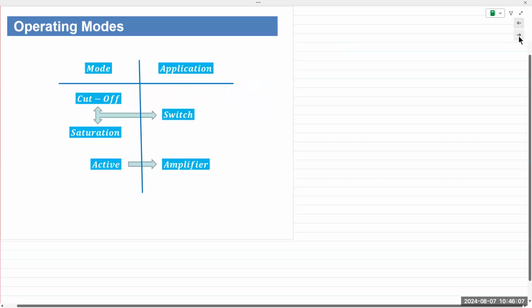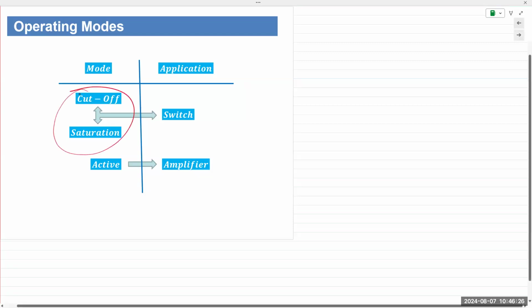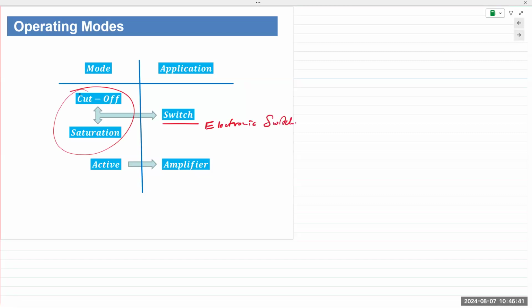So what are the modes of operation? Well, three modes of operation. As I said, you can have both junctions reverse biased, both forward biased, or one forward and one reverse biased. There are two modes of operation that you can use together in a circuit, cutoff and saturation, and you can use it as a digital or electronic switch.